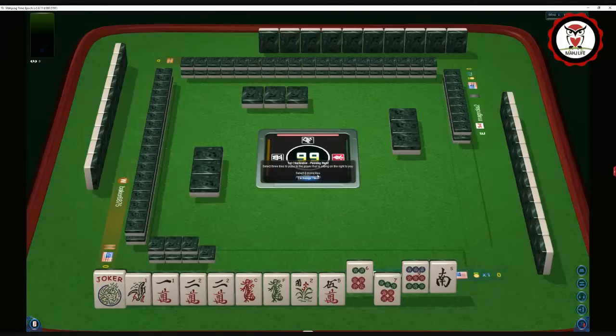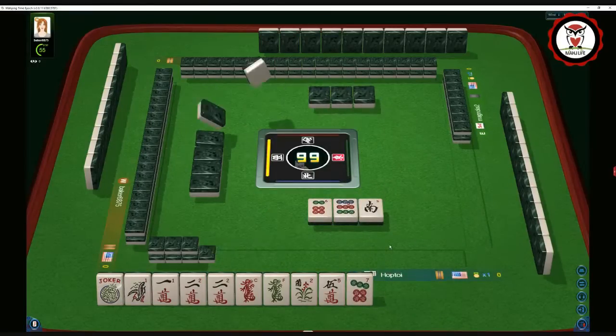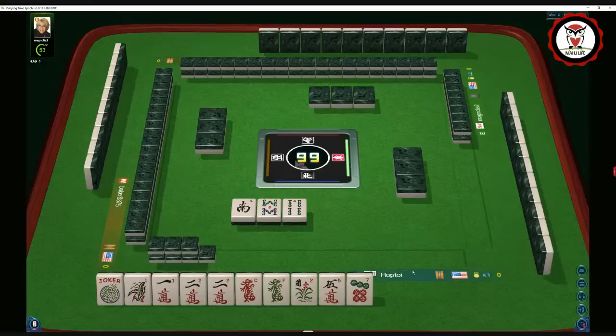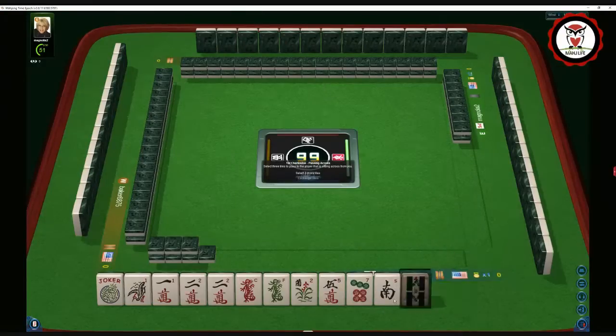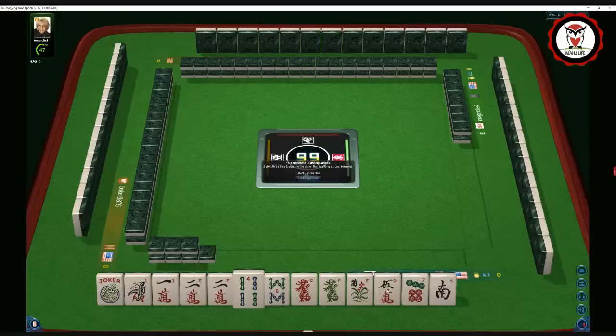I think a 6-9 is better than passing 6-7 if we get keepers. So let's just see. All right, we have a 4 and an 8. So the trend here at the moment is evens. We have 3 discards, so let's let these go. So we have 4, 8, and a 2.